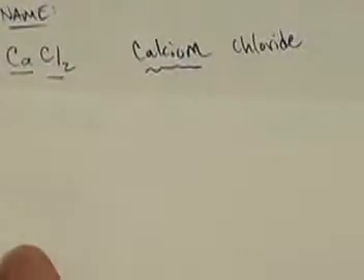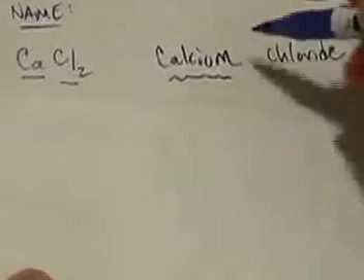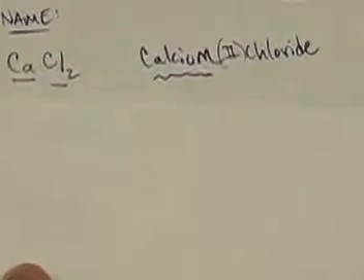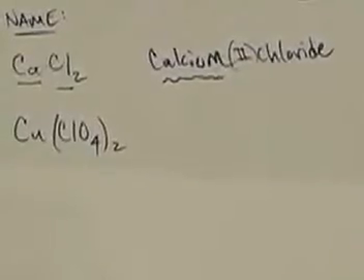Since we know calcium's charge is always +2 because it's in group 2, we don't need to put the Roman numeral 2 there. You could put it in there if you wanted to, but it's not necessary. And generally, the Roman numeral is put in parentheses like that. Not always, but generally. Let's look at a second one.